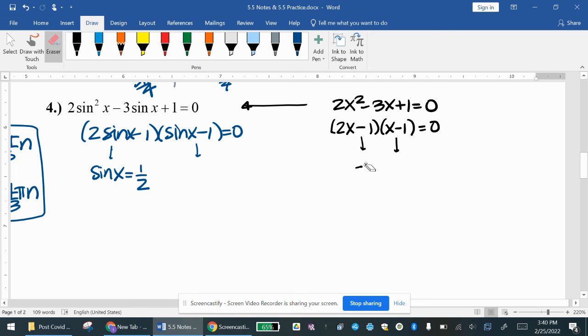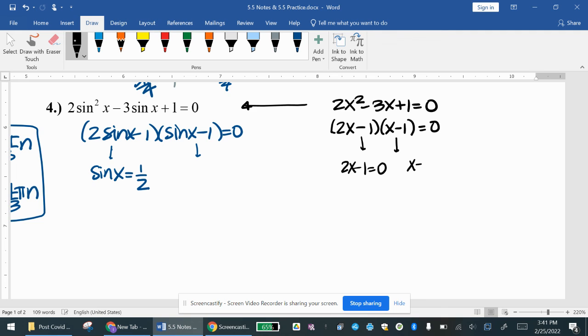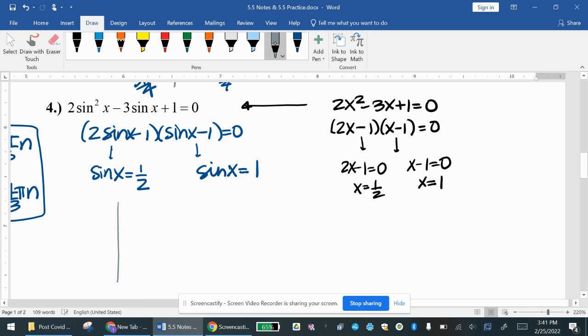So let me just show you. If you set it equal to 0, you get 1/2 and 1. Okay, so I'm trying to figure out where is sine 1 and where is sine 1/2. Go ahead and pause the video and ask yourself, what are the reference angles for both? What angle will give me a sine of 1/2 and what angle will give me a sine of 1? Press play when you're ready, but again, try this on your own first and then push play.